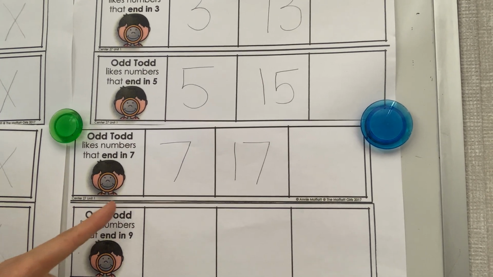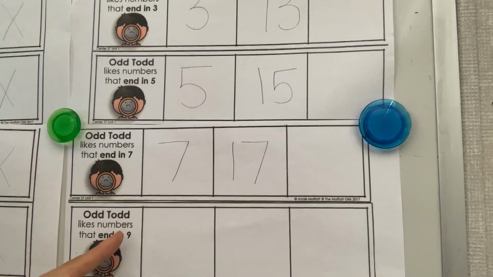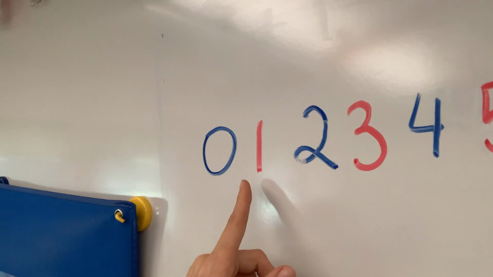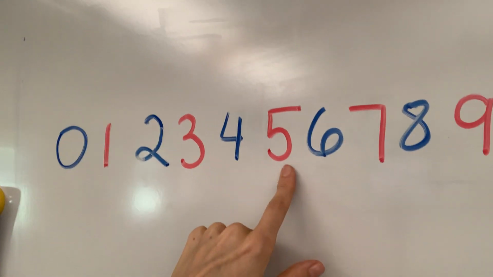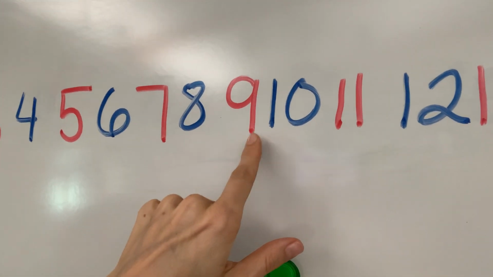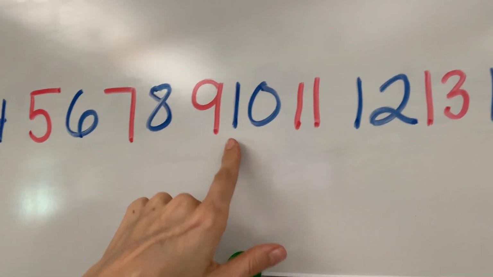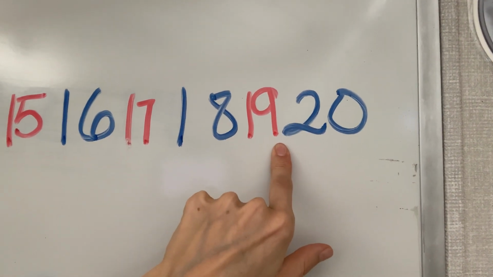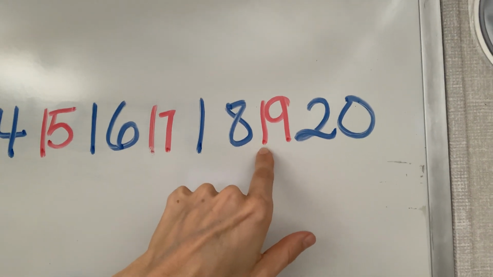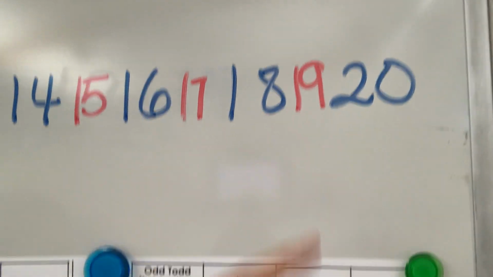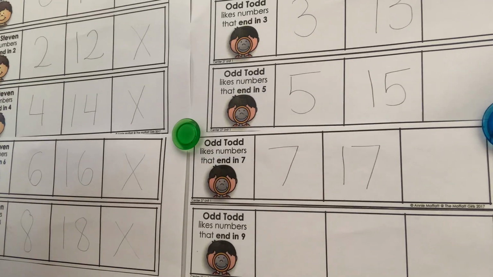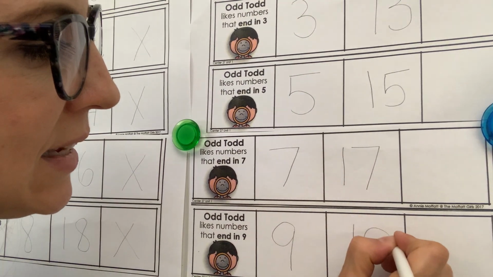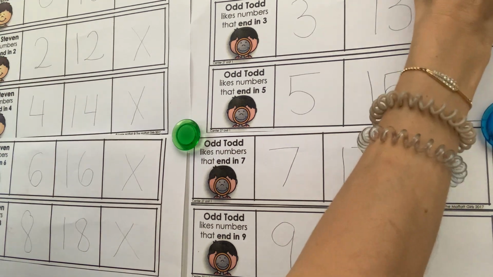And the last one, Odd Todd likes numbers that end in 9. So let's look at our red numbers, the odd numbers. 1, 3, 5, 7, 9. Here it is, 9. Let's look for another one. 11, 13, 15, 17, 19. It starts with a 1 and ends with a 9. So those are the ones that he likes. Odd Todd likes number 9 and number 19. Very good. And then there's no others.